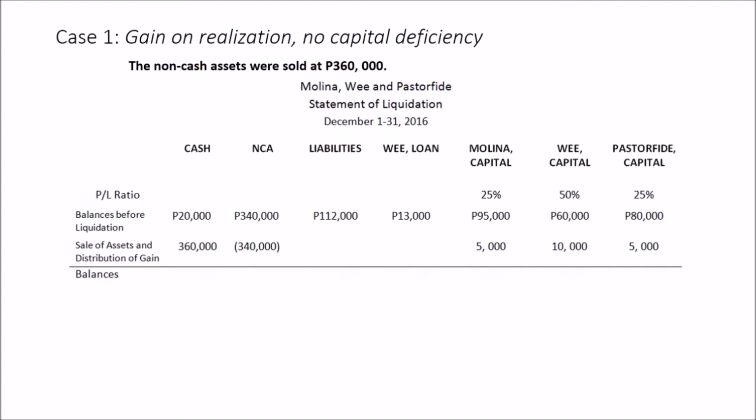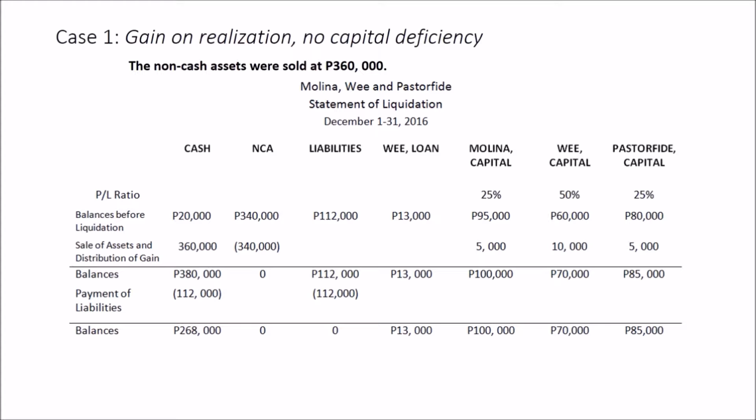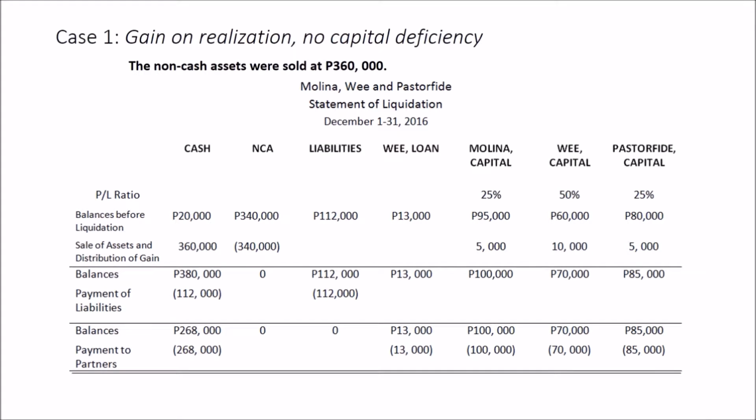Next is the payment of liabilities. Cash is paid out to settle our liabilities, so then we get the balances of 268,000 cash, 0 non-cash assets, 0 liabilities, 13,000 We loan, 100,000 Molina capital, 70,000 We capital, and Pastor Fide capital of 85,000. Finally, the payment to partners comes next. Always remember that the goal of the liquidation process is to zero out the assets and distribute the cash settlement based on the partners' capital balances. And that's it. We're done for Case 1.